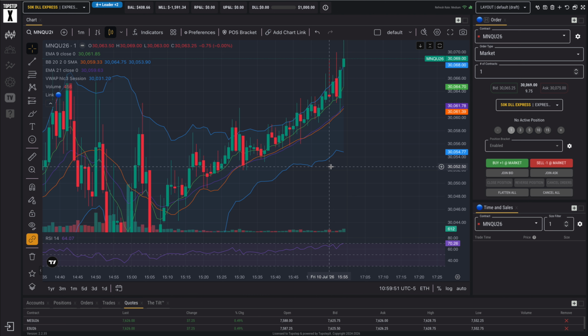So that's Bollinger Bands in simple terms. They don't predict the future, but they do help you understand volatility and when price is moving farther than normal.